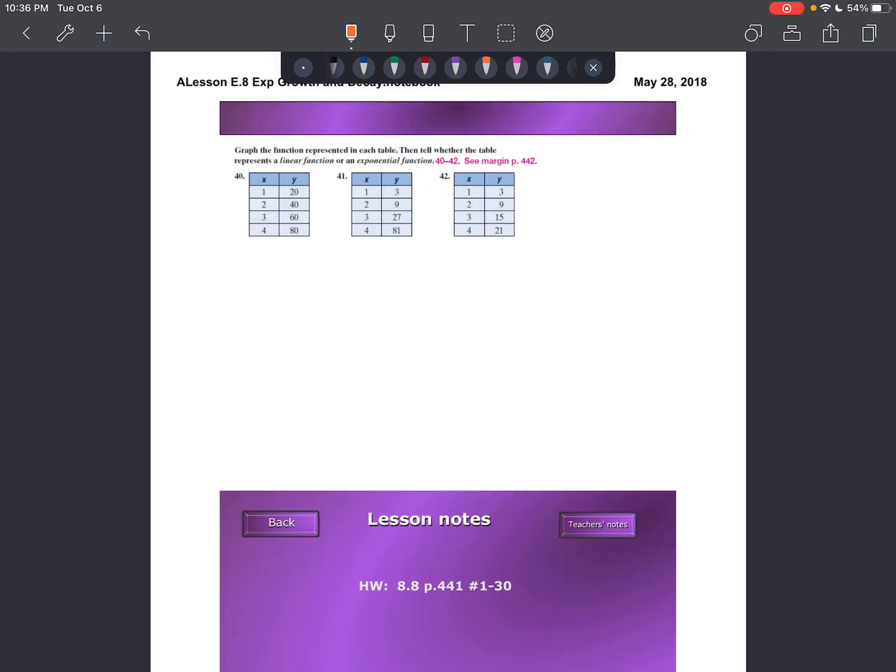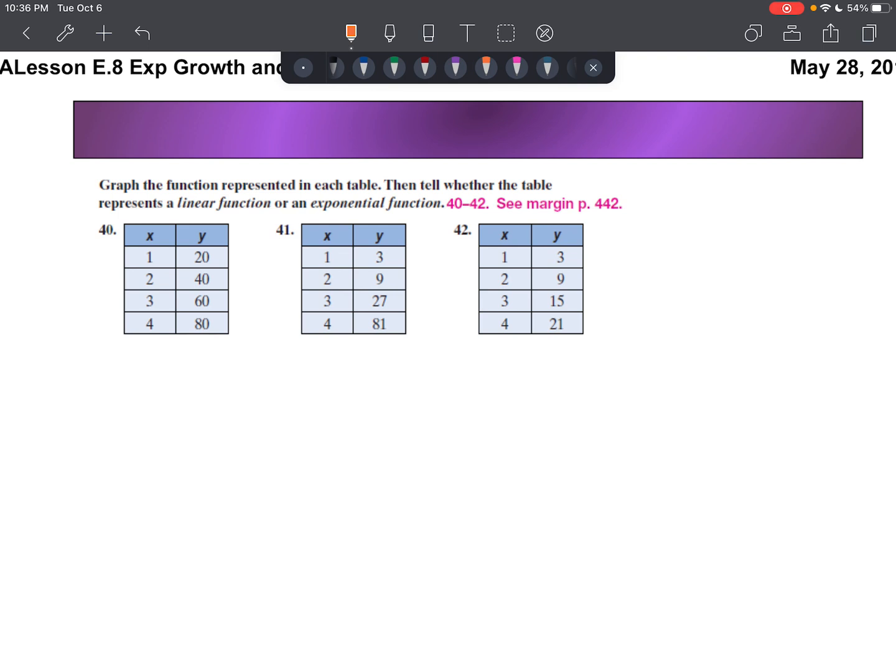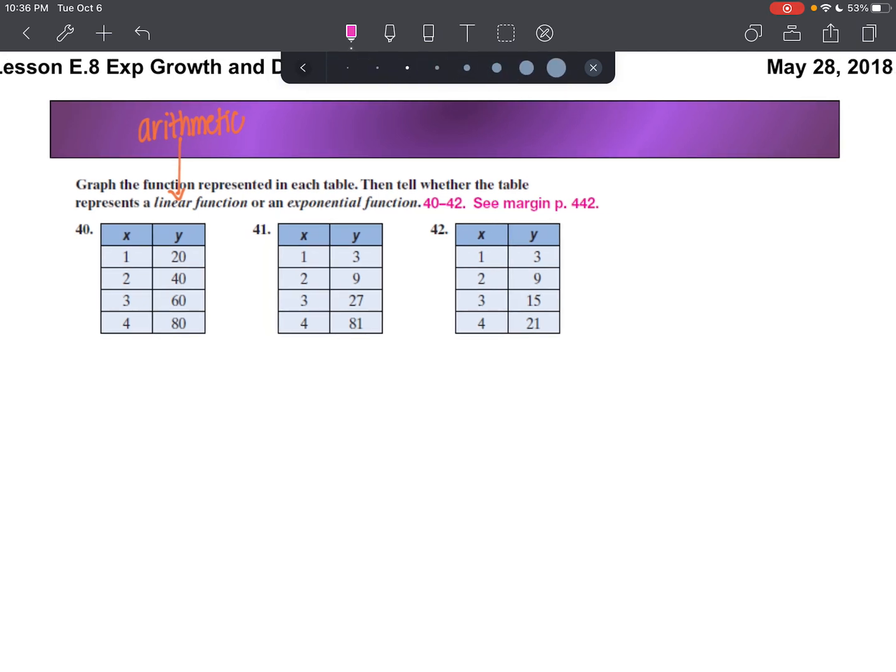Okay, important for us to know the names of those because we want to know, do we have a linear function or an exponential function? Linear is arithmetic. That's when you have a common difference. That's when you have a slope, a constant slope. And exponential is your geometric. That's when you multiply to get from one term to the next.